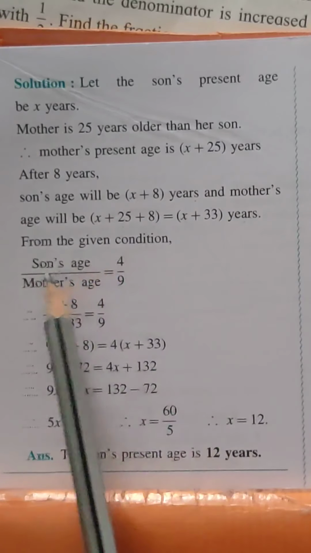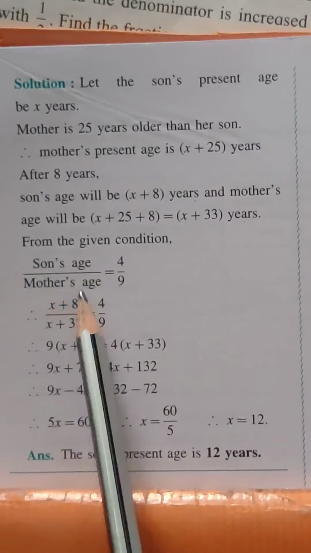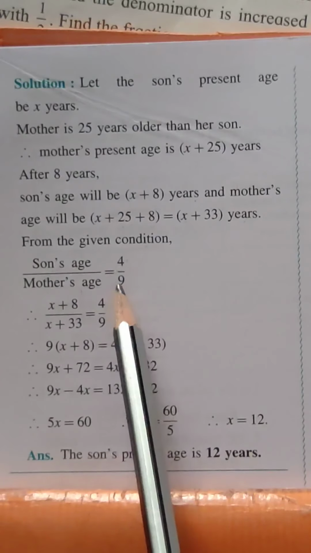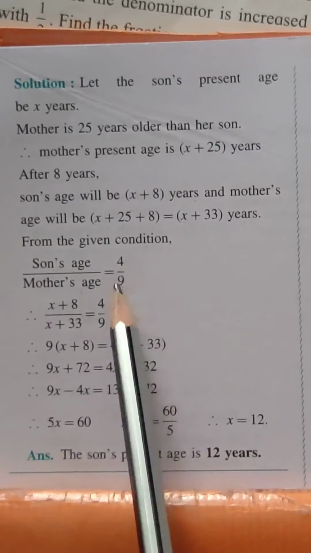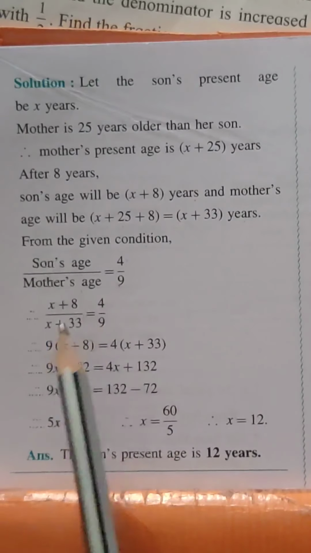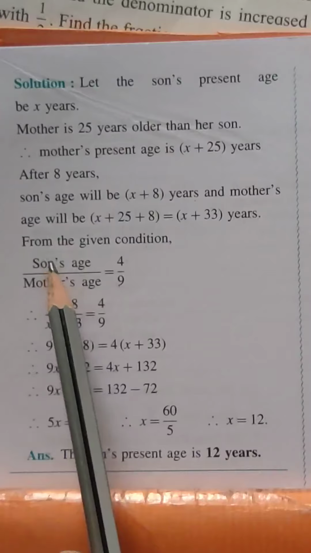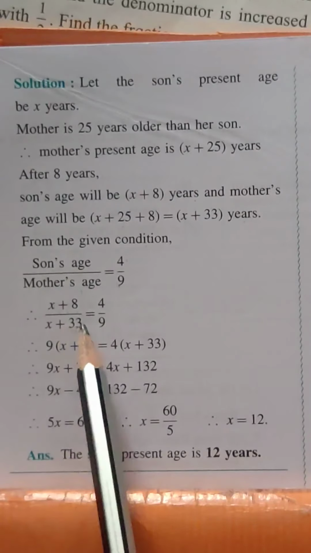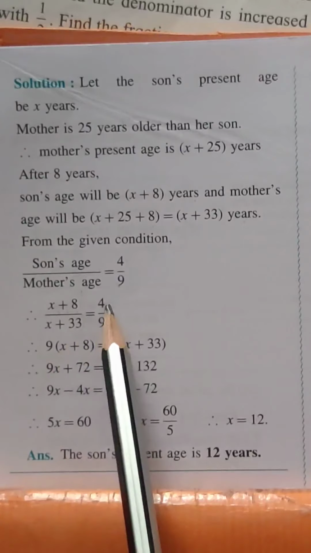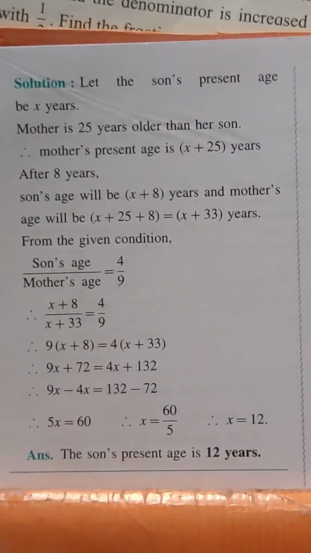From the given condition, son's age upon mother's age is equal to 4 upon 9. This ratio is already given in the question, so we are just substituting the worded sum into the ratio format. Son's age is x plus 8 upon x plus 33, that is mother's age, is equal to 4 upon 9. Now we know how to solve the equations.